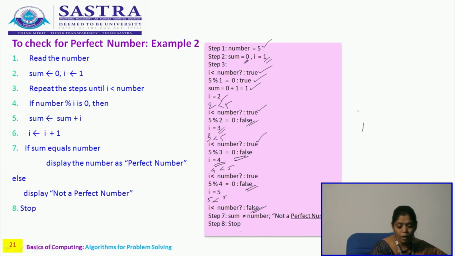Once you are coming out, you will be having only 1 in your sum, but the actual entered input is 5. Both are not matching, so we can come to the conclusion that it is not a perfect number. So this is how the algorithm handles a perfect number as well as a not perfect number.